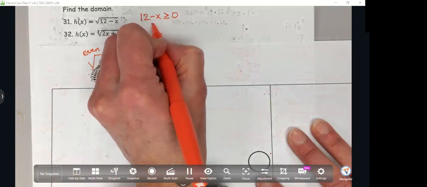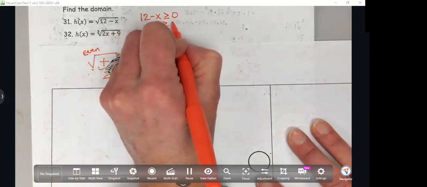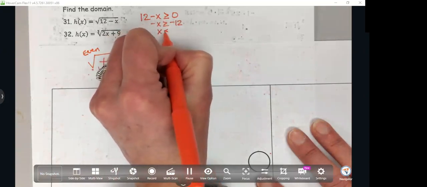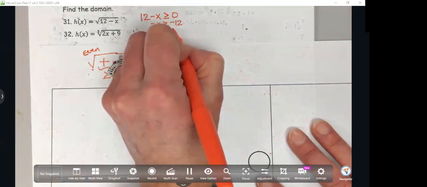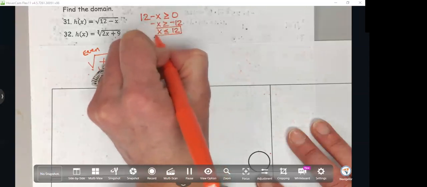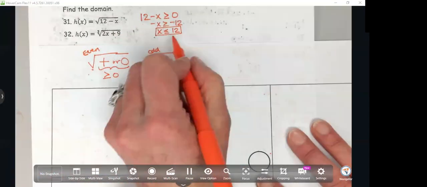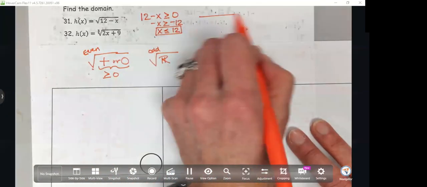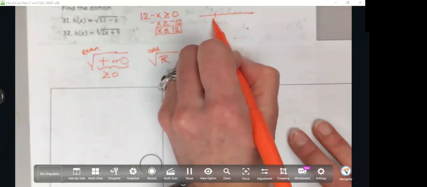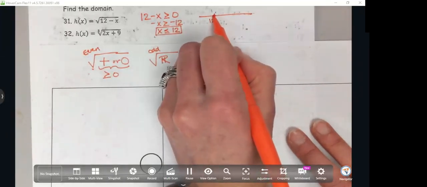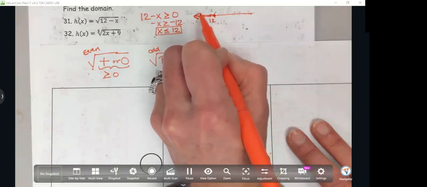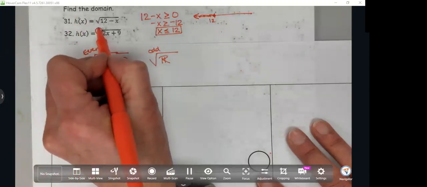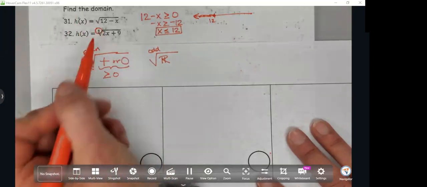Subtract 12 from both sides, negative x greater than or equal to negative 12. I'm going to divide by a negative number, so I'm going to flip the sign, and I get positive 12. Okay, so x has to be less than or equal to 12. And on a number line, here's 12. It would have to be less than or equal to. So there you go.